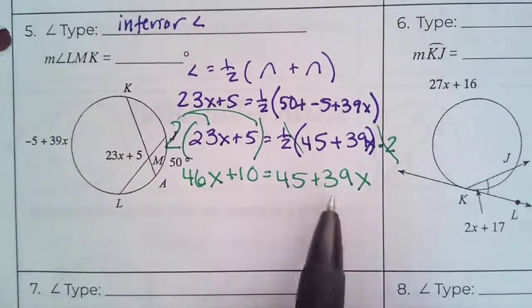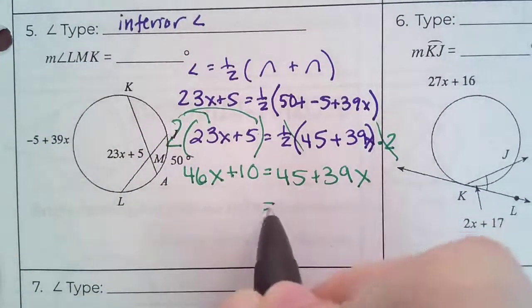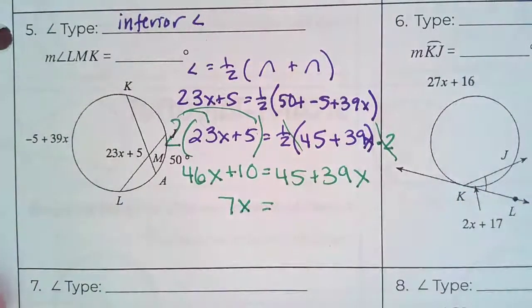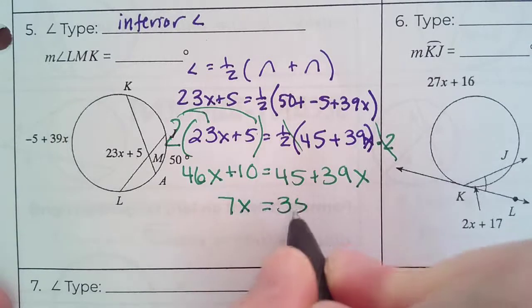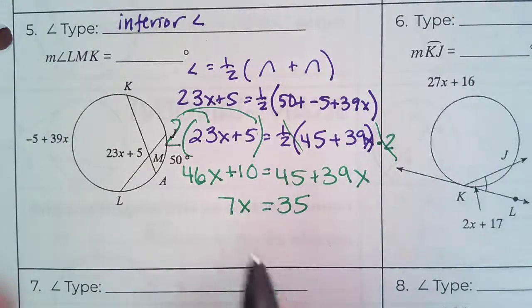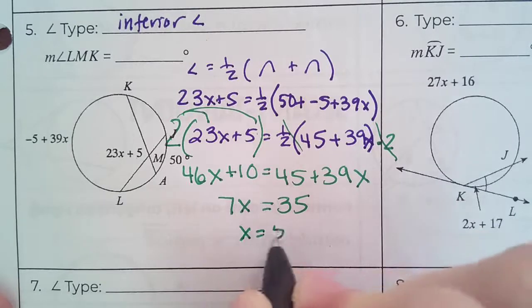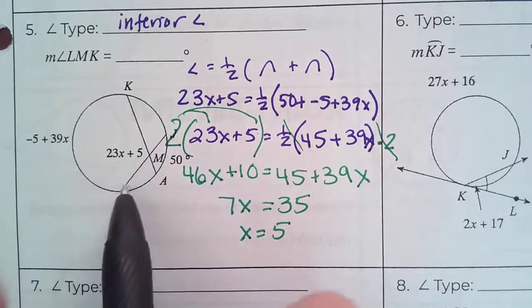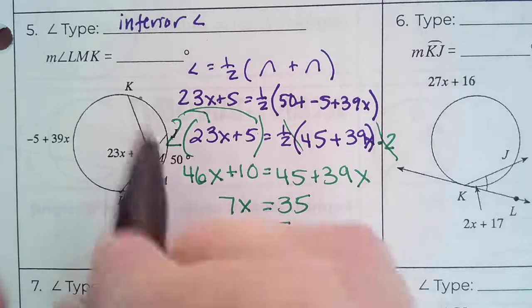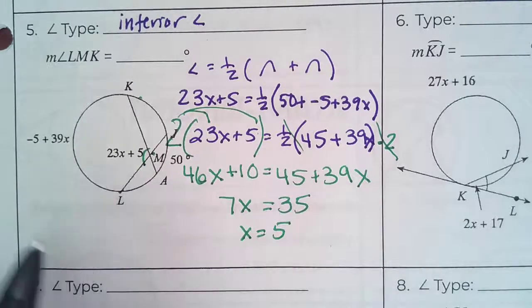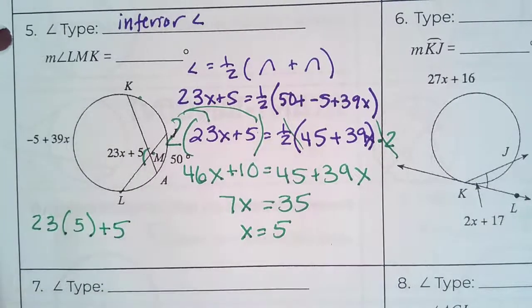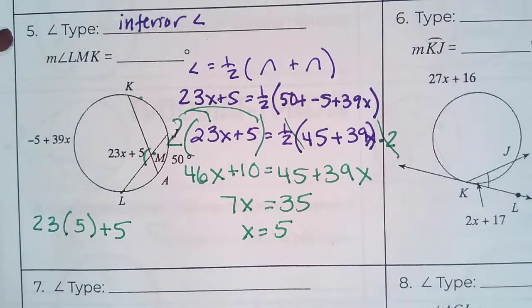Combining our like terms, so let's subtract 39 on both sides. 46 minus 39 is 7x. Subtract 10 and get 35. Divide by 7, so x equals 5. Now let's see what arc we're tasked with finding, or angle actually. So we want to find angle LMK, so right here. So let's plug in. So we have 23 times 5 plus 5. What do we get? 120.